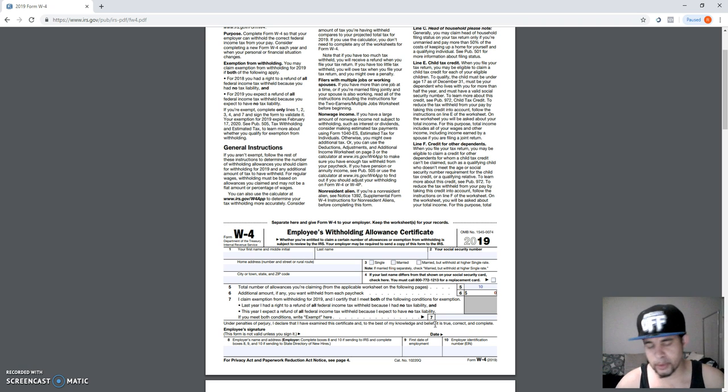Now, if you have multiple jobs, or if you're married, if you have children, things of that nature, then you might have to go into this a little bit more detailed. You might have to actually gather some information yourself to properly fill this out. But that is it for me.